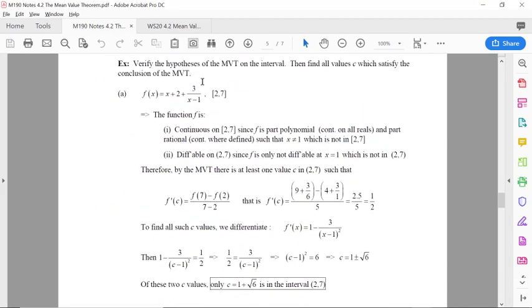Verify the hypotheses of the mean value theorem. Now there are only two hypotheses to the mean value theorem: continuous and differentiable. So f is a combination of a polynomial, a constant, and a rational function. Those three terms. So we know polynomials are continuous and differentiable for all real numbers. Constants are continuous and differentiable for all real numbers. And rational functions are going to be continuous and differentiable wherever they are defined. A rational function is continuous on its domain and also differentiable on its domain.